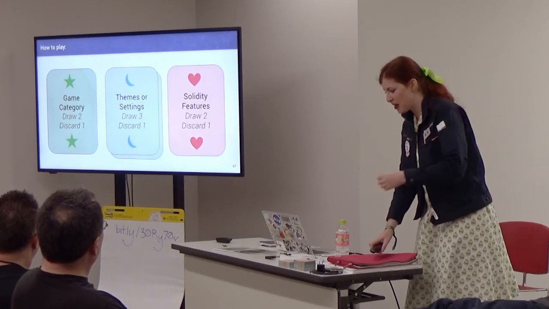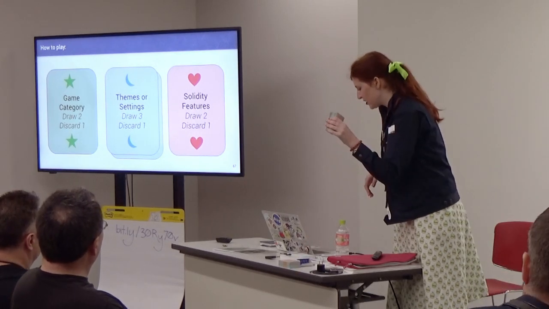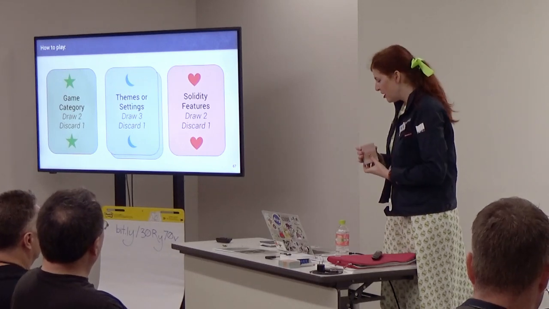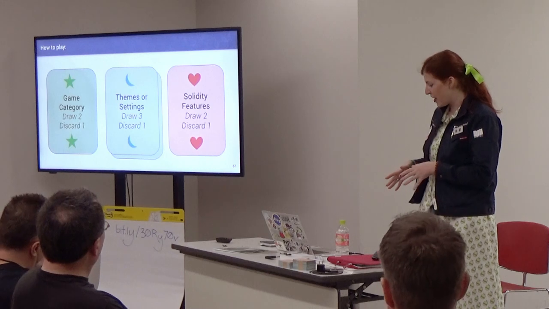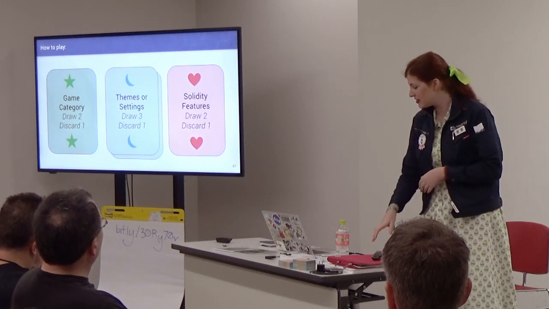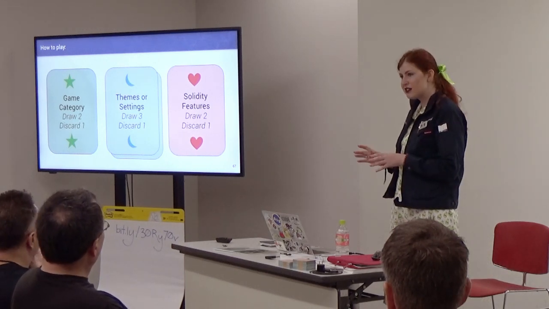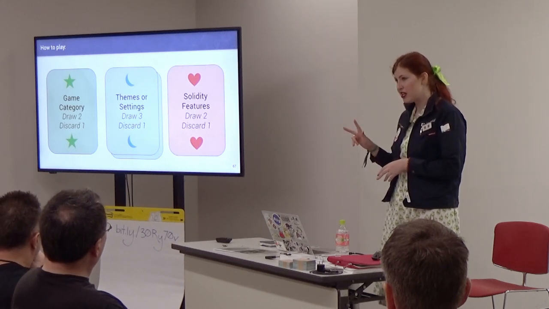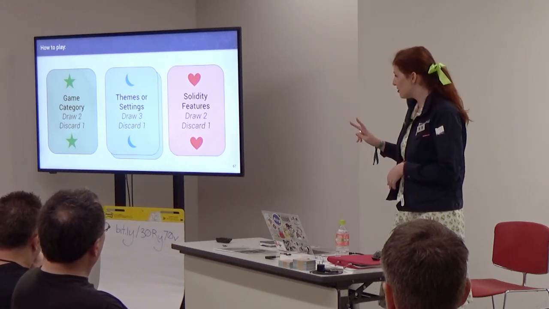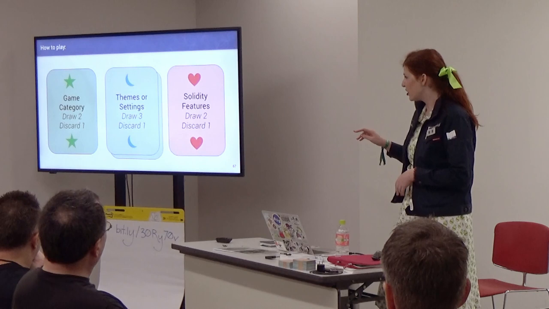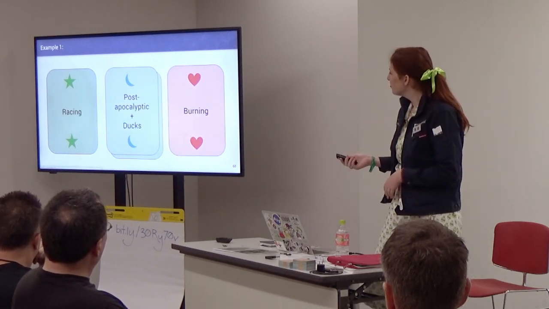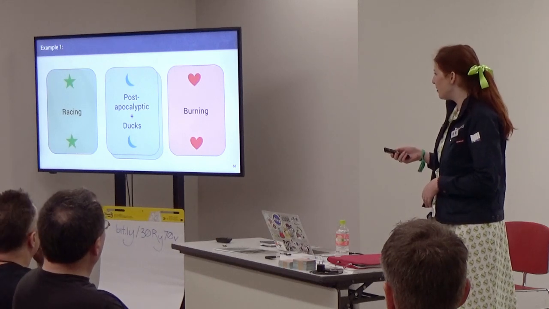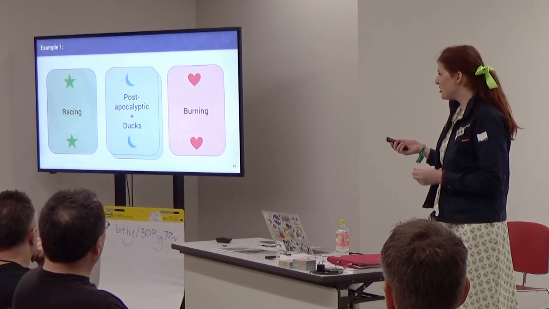Okay, so I'm going to go through a couple examples of how the game's played. We're going to have different types of cards, and there's different colors, and there's symbols on them too, if the colors are hard to see. The green stars are the game category. We're going to draw two of those and discard one. Blue cards have a moon on them. We're going to draw three and discard one. So you have two cards left. And for Solidity features, you're going to draw two and discard one.